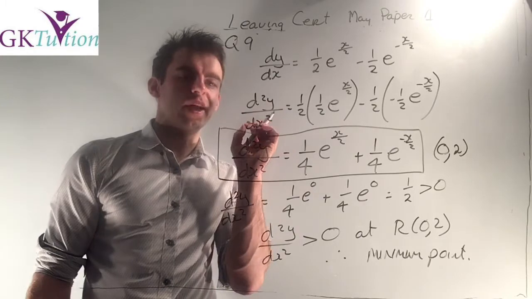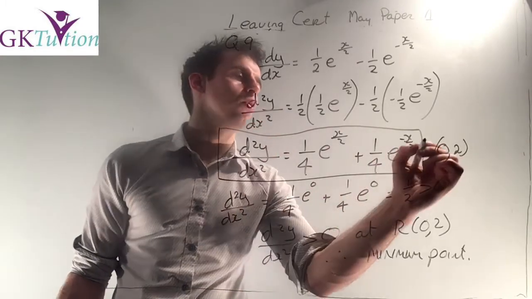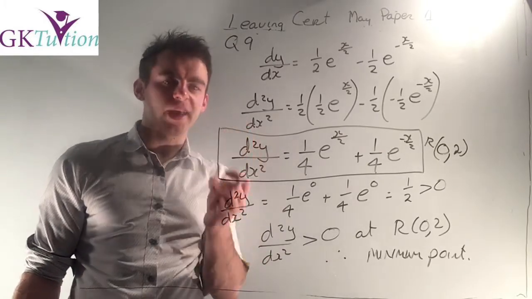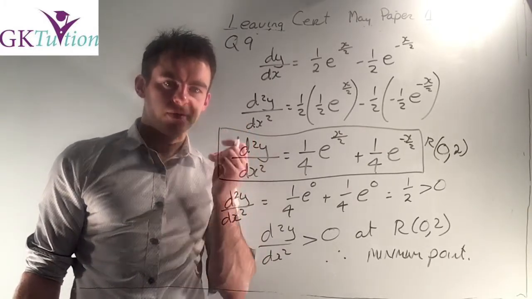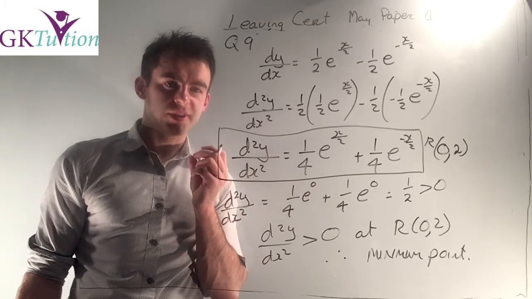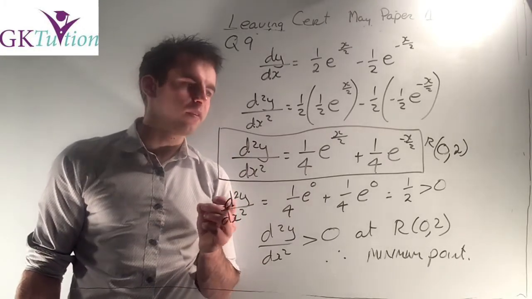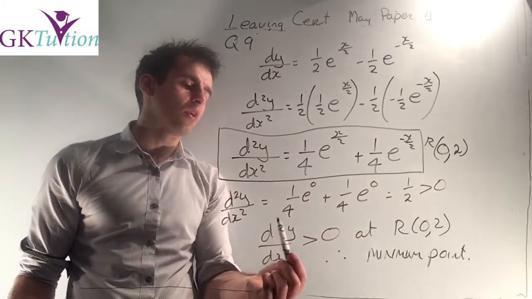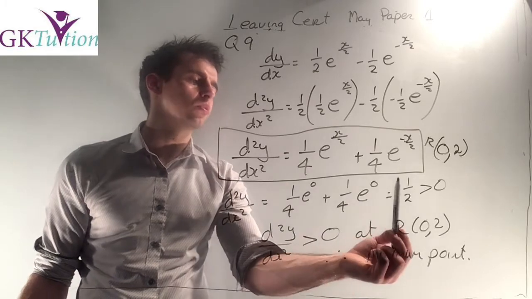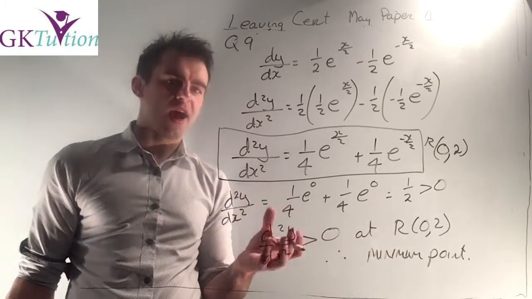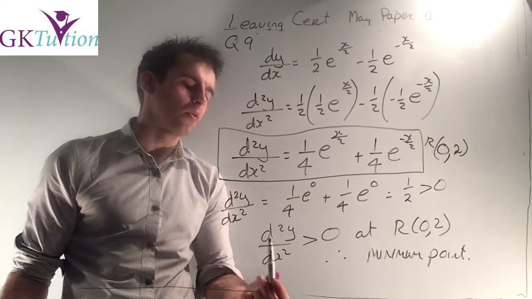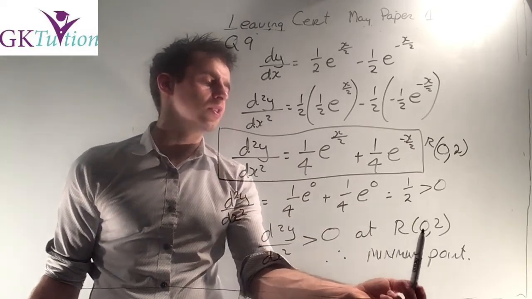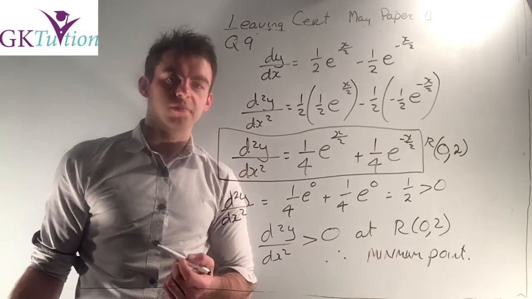Now, in order for me to prove that at the coordinate OR it's a minimum point, I need to sub in the x value, and the second derivative should be greater than 0. If the second derivative is greater than 0, that means it's a minimum point. If the second derivative is less than 0, it would be a maximum point. In this case, if I just sub in 0, I end up with 1/4 plus 1/4, which is equal to a half. Clearly plus a half is greater than 0, so I can conclude that the second derivative is greater than 0 at the point 0, 2, and therefore OR is a minimum point.